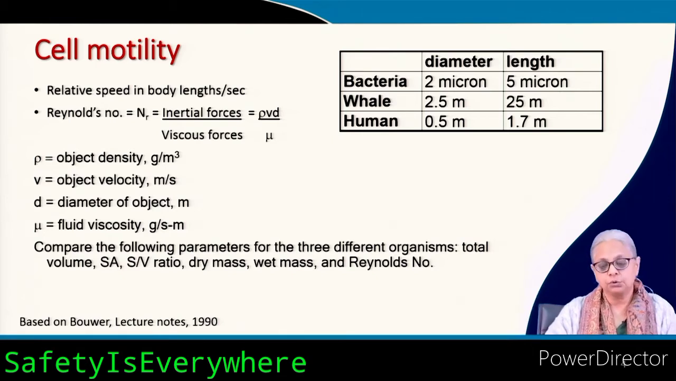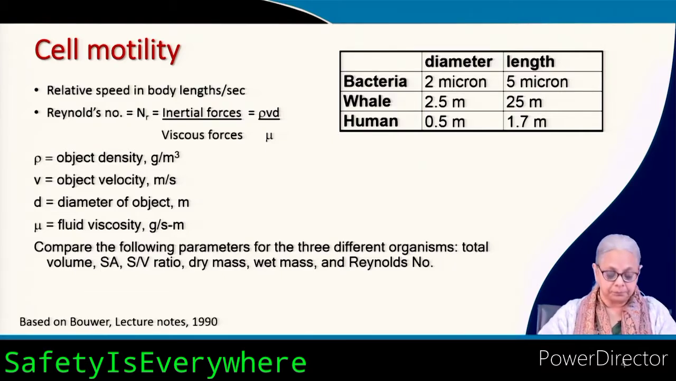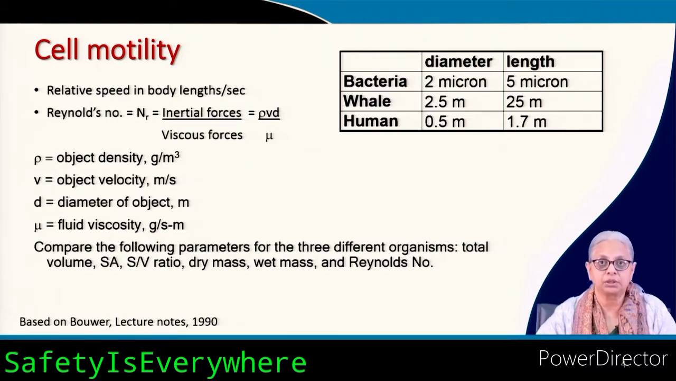We can assume that the bacteria have a diameter of, let's say, 2 microns and a length of 5 microns. We have whales, which are the other end of the size spectrum. If you think about the largest animal on the planet, especially animals that live in aquatic systems, the largest animal is the blue whale, and it has a diameter of about 2.5 meters and a length of about 25 meters. How do human beings compare with these two organisms?